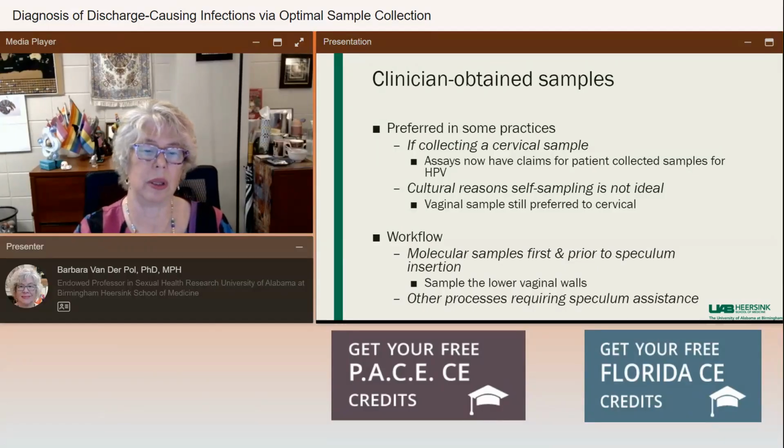But when you think about the workflow, just make sure that you consider all the molecular sampling that you're going to do, whether it's STI, vaginitis, or HPV. That should all be done first. It can be done by the patient or the clinician, but it should certainly be done prior to speculum insertion, making sure that you sample the lower vaginal walls. And so there are other processes that require speculum assistance. Those should always be done at the end.